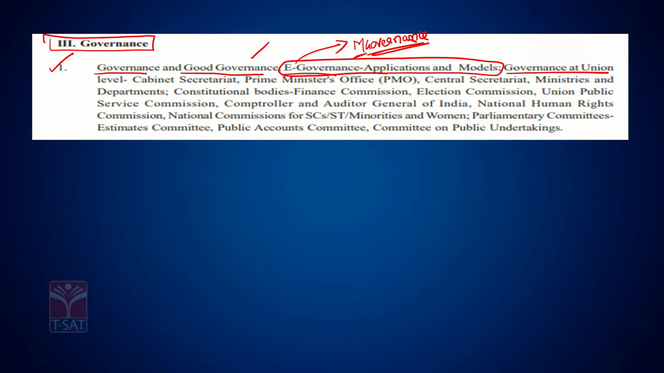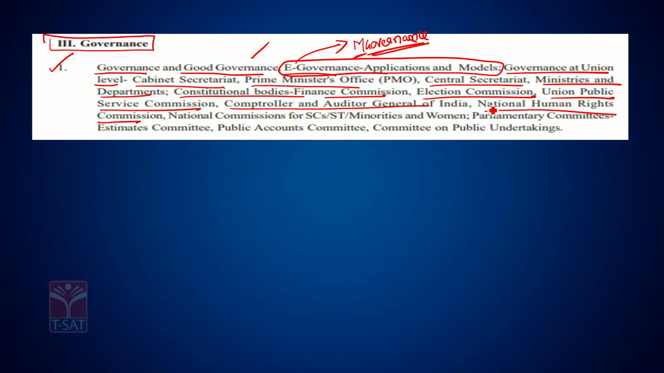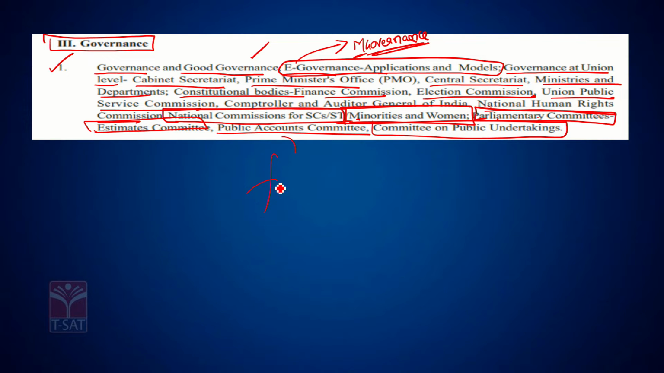Then we have governance at the union level: cabinet secretariat, Prime Minister's Office, central secretariat, ministers and departments, and constitutional bodies like the Finance Commission, Election Commission of India, Union Public Service Commission, CAG. The National Human Rights Commission is a non-constitutional body, and the National Commission for SC/ST is a constitutional body. Minority and women commissions are non-constitutional bodies. We have parliamentary committees: the Estimates Committee, Public Accounts Committee, and Committee on Public Sector Undertakings. These 3 are the financial committees of the Parliament. So this is chapter 1 of Governance and Public Policy.